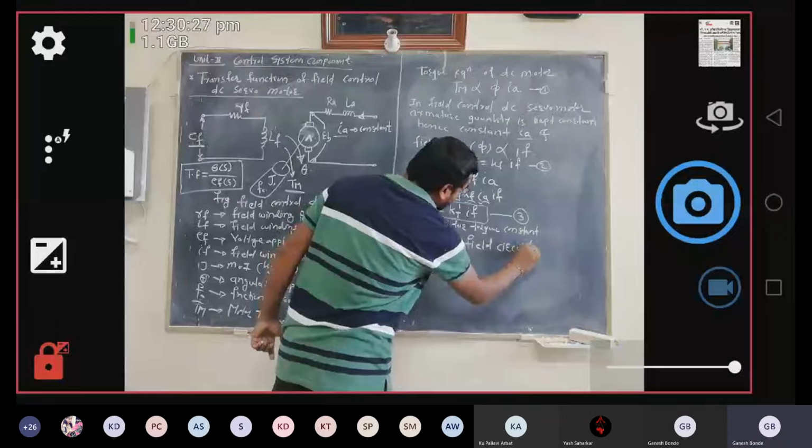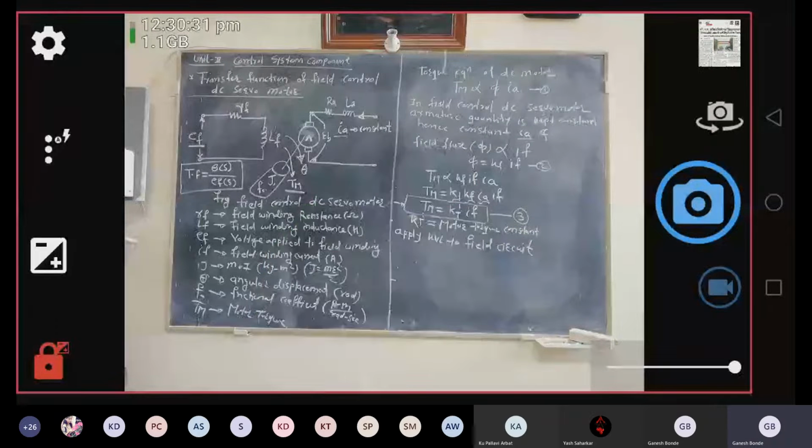जैसे हमने आर्मेचर कंट्रोल डीसी सर्वो मोटर में केवीएल अप्लाई किया था आर्मेचर सर्किट को. सो हियर सेम वे यू कैन अप्लाई केवीएल टू दिस फील्ड सर्किट. लेट्स से करंट फ्लोइंग टू दिस फील्ड सर्किट इज IF. Okay, so write down the KVL equation. Tell me the KVL equation.